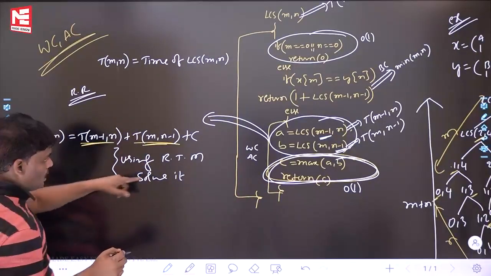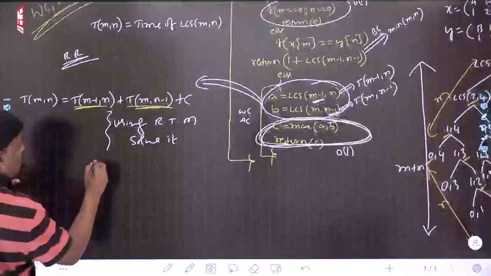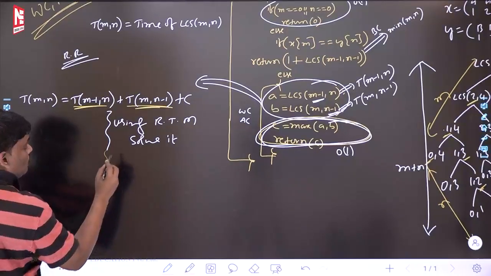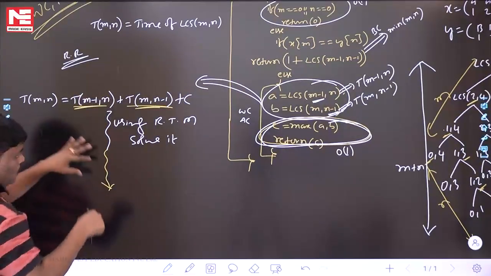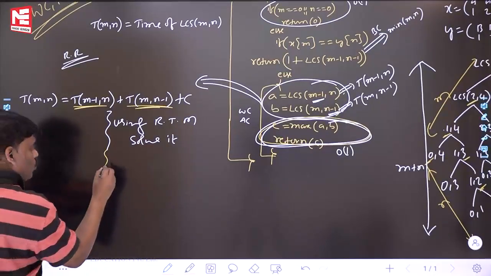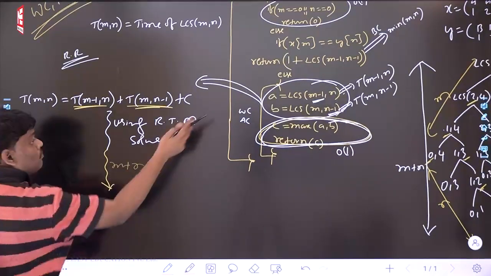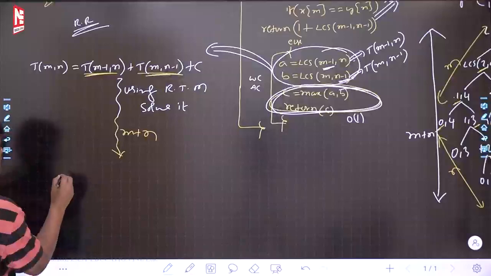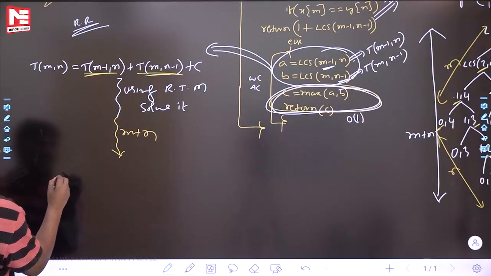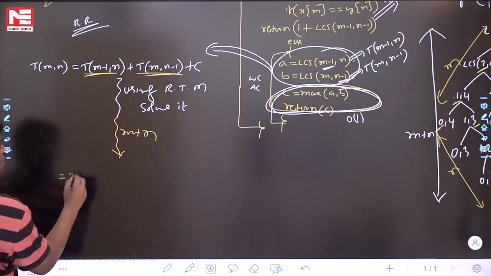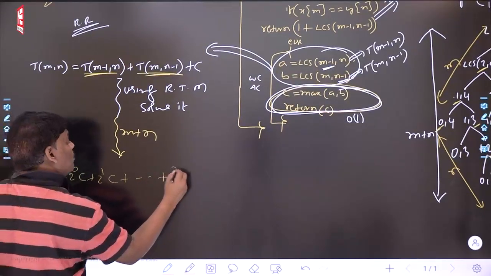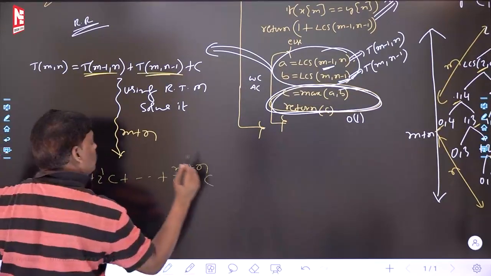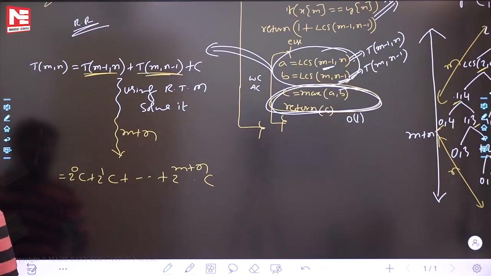If you solve using the recursive tree method, how many levels will come? We have just done it. The purpose of drawing that tree is to know the number of levels. If you know the number of levels, you go directly. If you don't know, do it like that and come. M plus n level tree, and what is the cost here? This is the cost: 2 power 0 c, 2 power 1 c, and so on, up to 2 power m plus n into c.